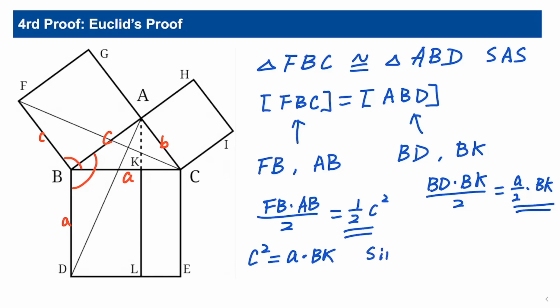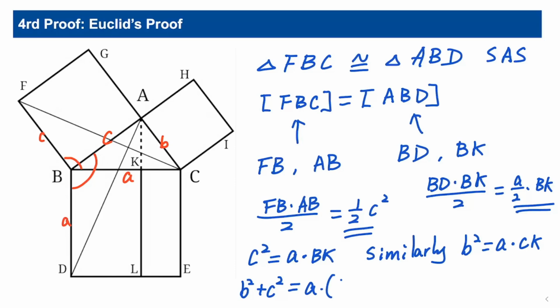Similarly, B squared equals A times CK. Therefore, B squared plus C squared equals A times BK plus CK, which is A squared. This is the 4th proof.